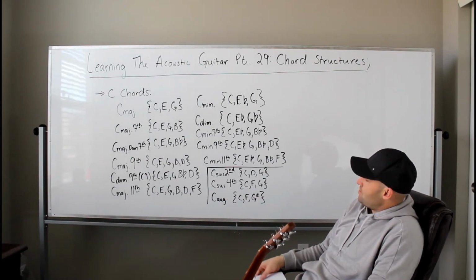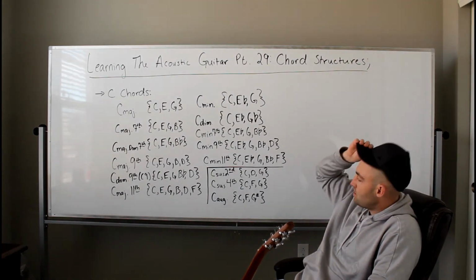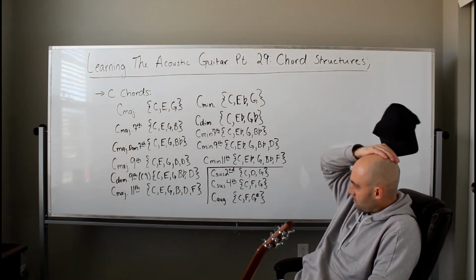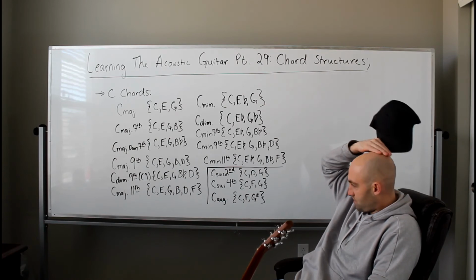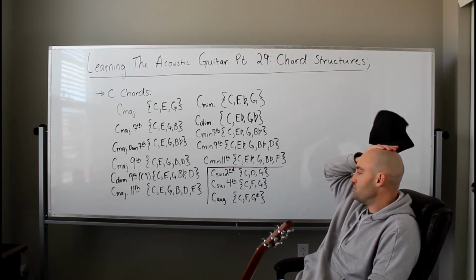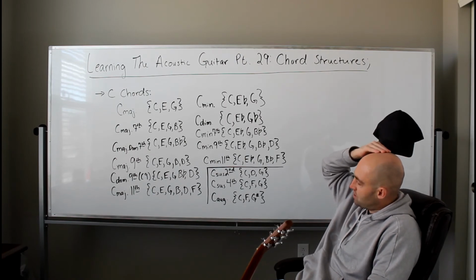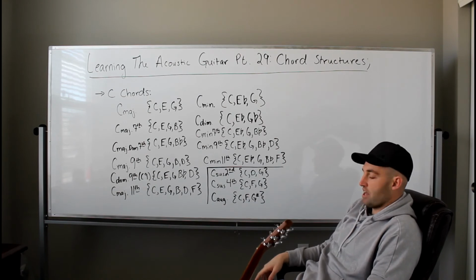So C dominant 9th, which I've also seen written as C9, you have C, E, G, B flat, and D. So again, it looks like a dominant 7th, and you just add the D note. C major 11th, you have C, E, G, B, D, and F, which is clearly just an extension of the C major 9th, and we just went over the C minor 11th.